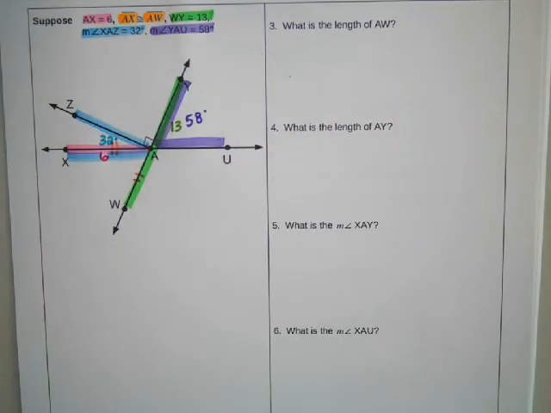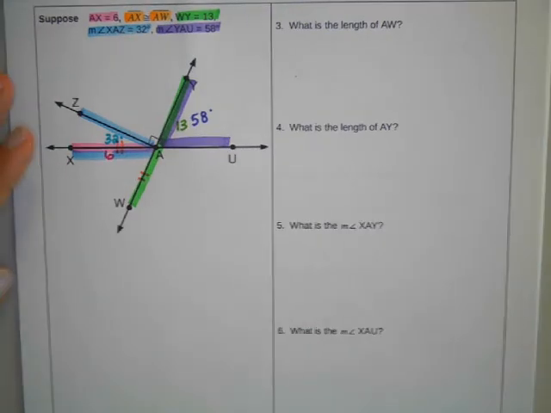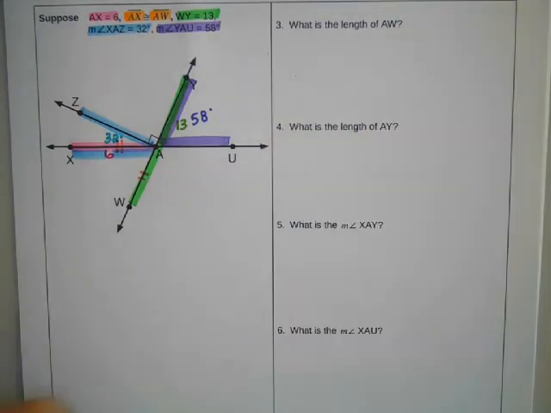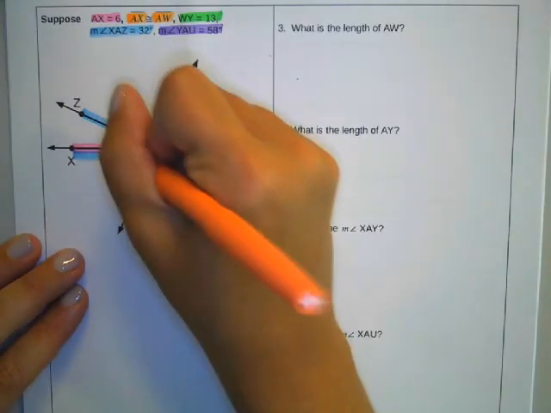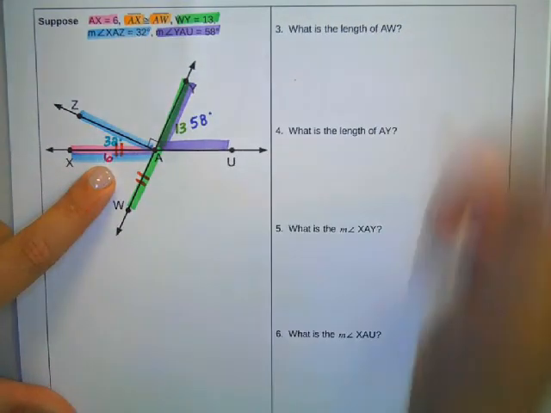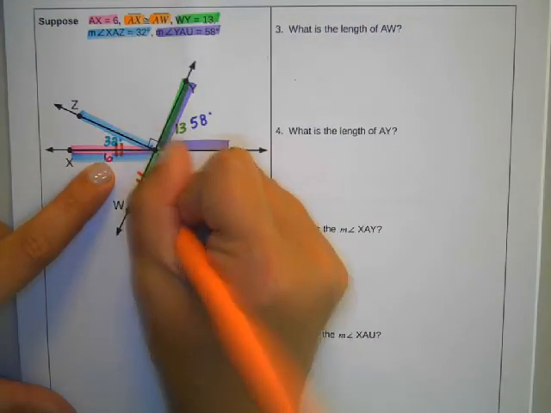All right, using all of that information, I'm going to go ahead and try to answer these questions. So first, I want to know what is the length of AW. Now, AW, here's what I know. AW is over here. And I've got some tick marks on there that show that it's the same size as this guy. So if this guy is 6, then this guy is 6.